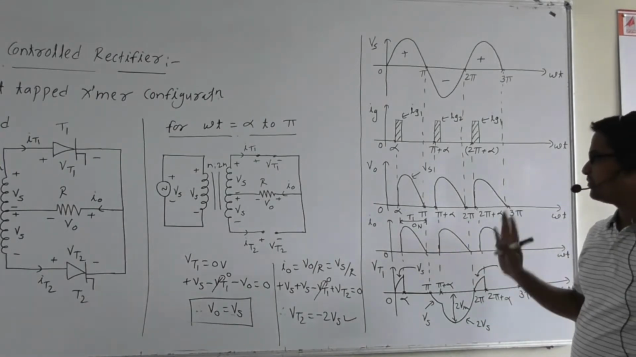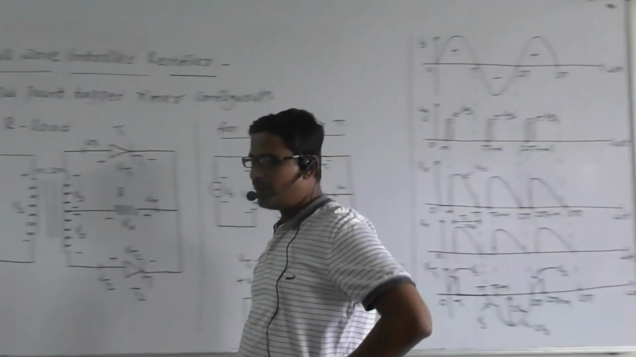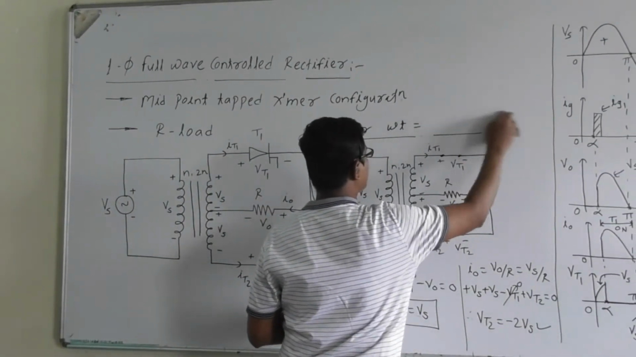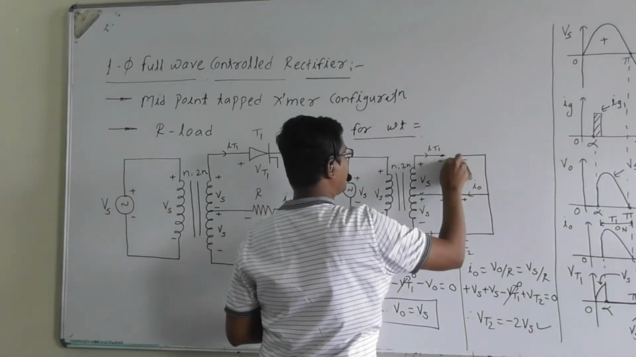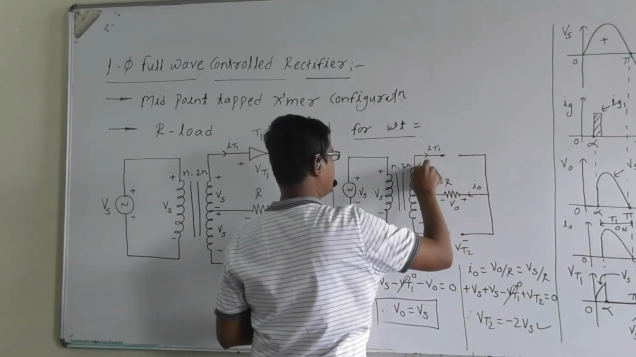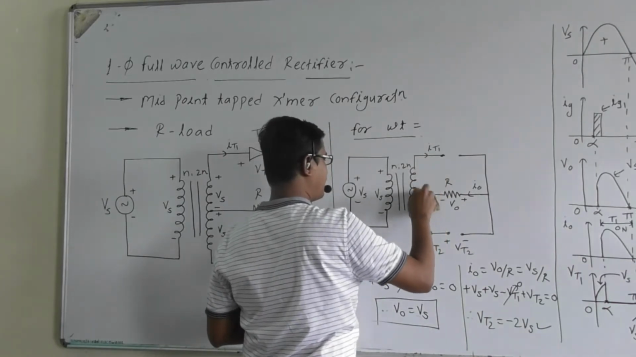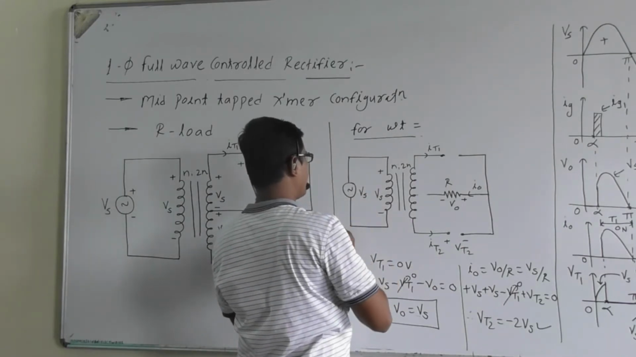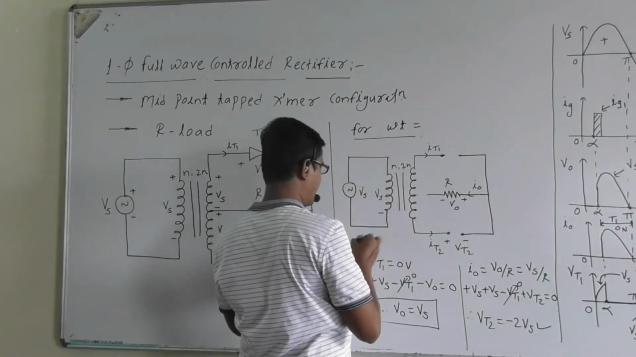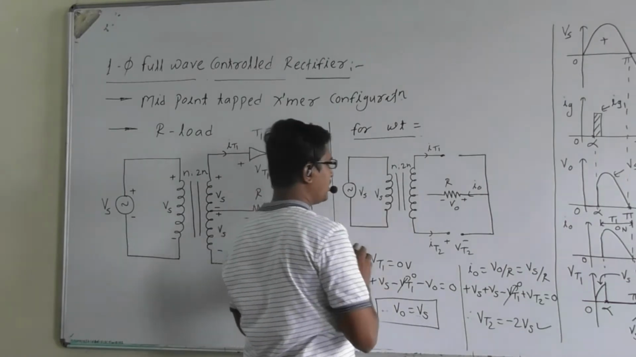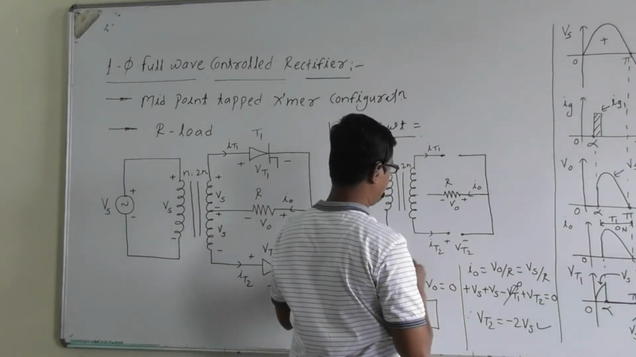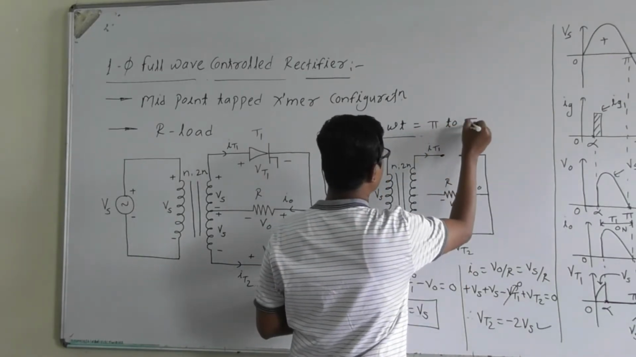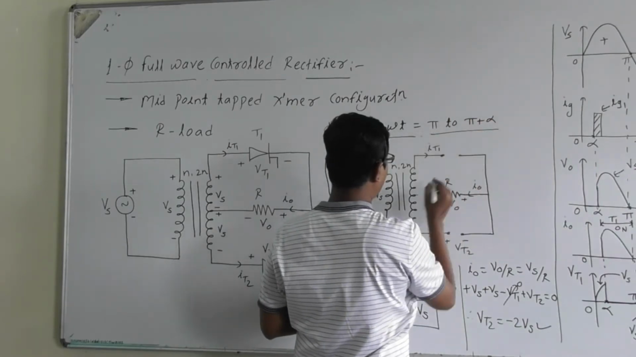Is this clear? Okay. Next, after omega t is equal to pi, what will happen? That is from pi to pi plus alpha. Let us discuss from pi to pi plus alpha. What about the supply voltage? Positive or negative? Yes, the supply voltage is negative, right?